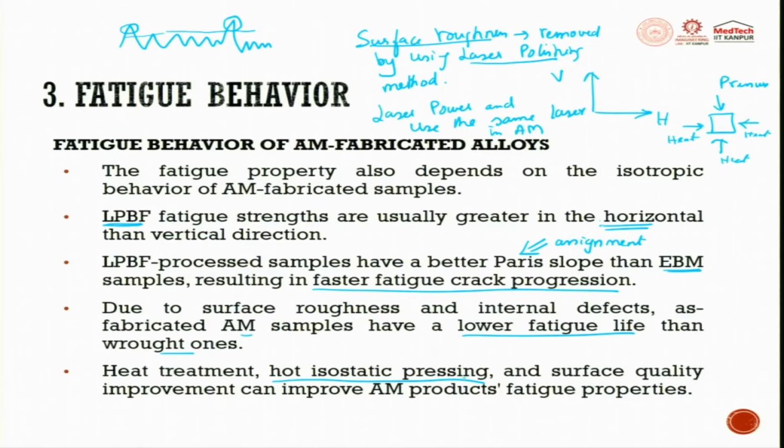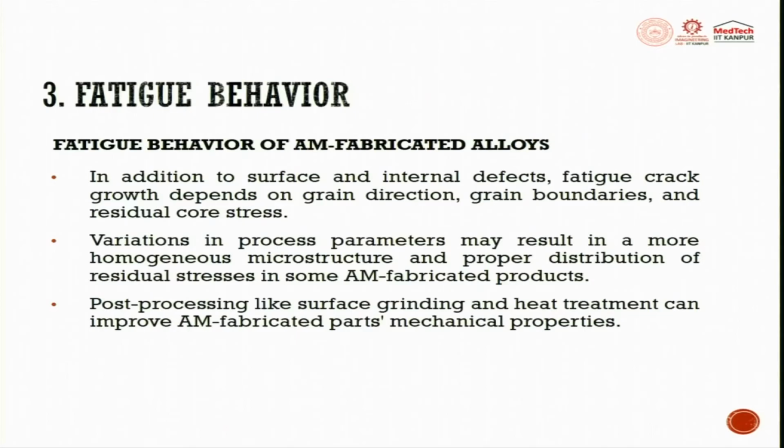Hot isostatic pressing and surface quality improvement can improve the fatigue property of additive manufactured products. In addition to the surface and internal defects, fatigue cracks grow depending on the grain direction, grain boundary and residual stress. Very important point. It is not only because of the defect, crack and crack growing.